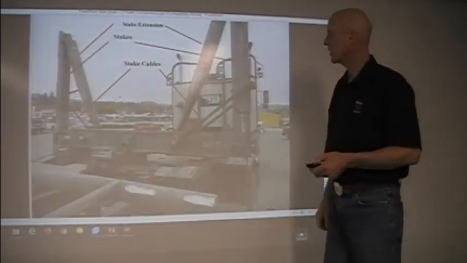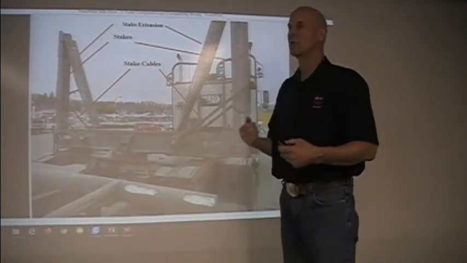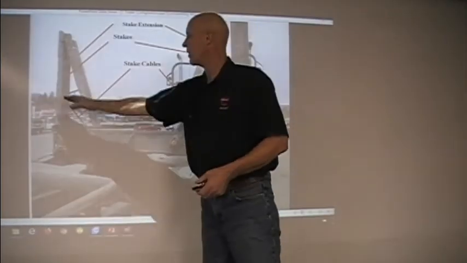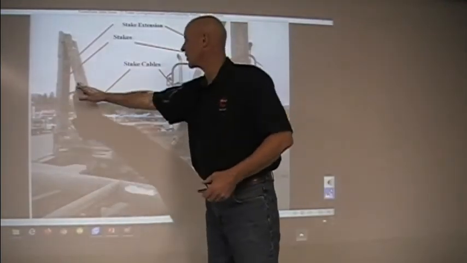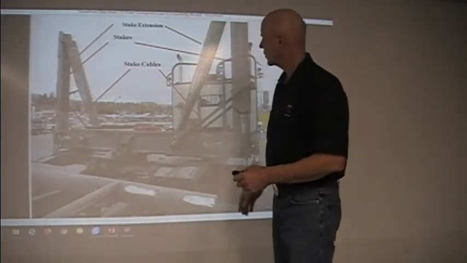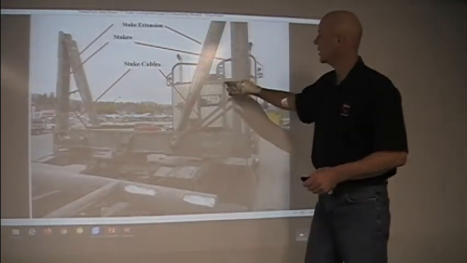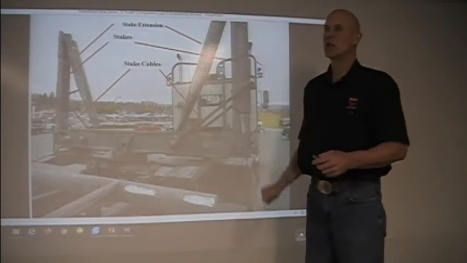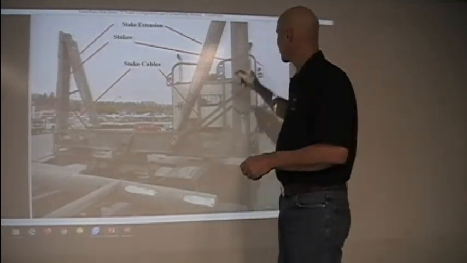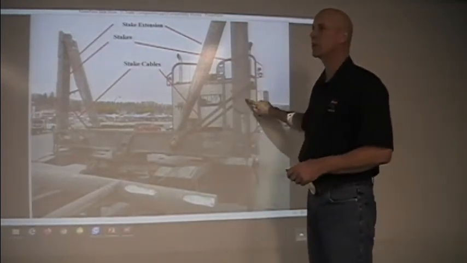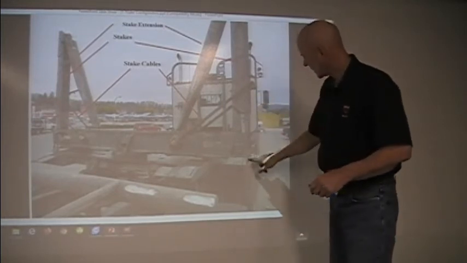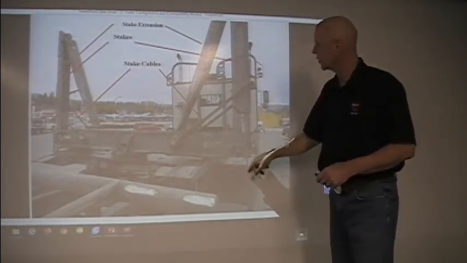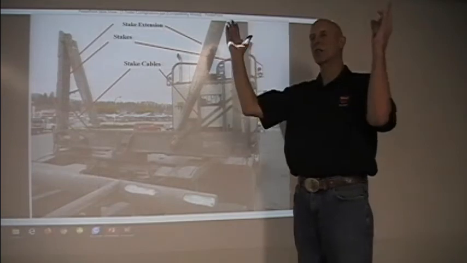Some of the things that we have to look at on a logging trailer, and we're going to discuss some of them: we have our stakes, our stake cables, our stake extensions. When we undo these chains here, this stake extension will go up and stay in the up position because inside this tube there's a spring that pulls it up. This chain down here is for the adjustment of the tension to make sure that the stakes move fully up.